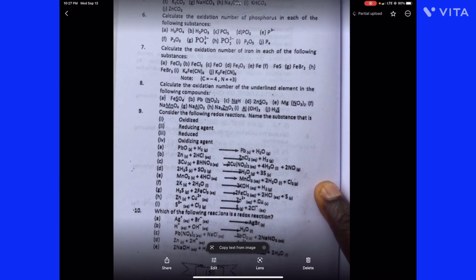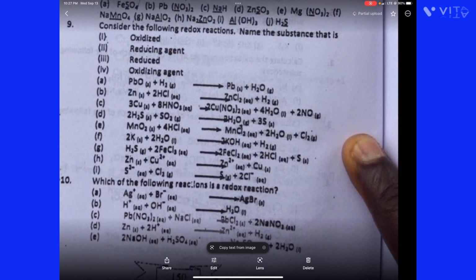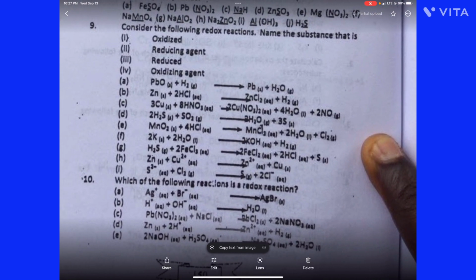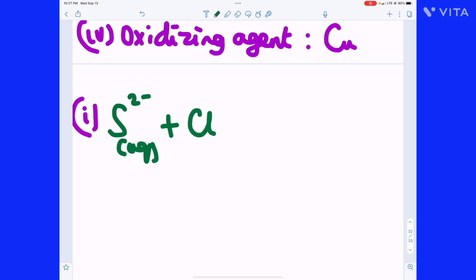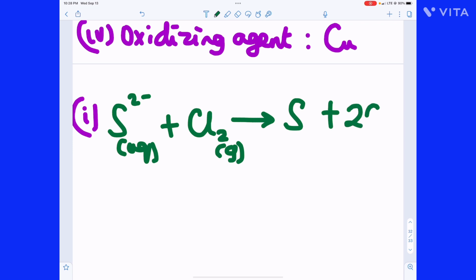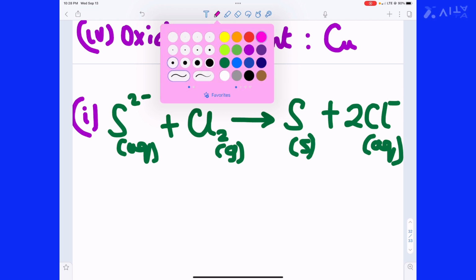Question I now. S2- aqueous plus Cl2 gas to give S solid plus 2Cl- aqueous. Now this is pretty straightforward also. All we need to do is put our oxidation values under each of them.